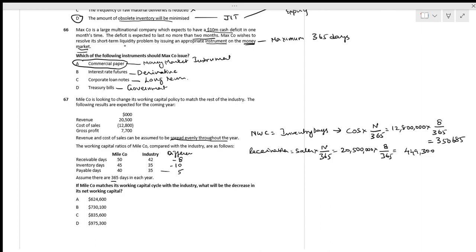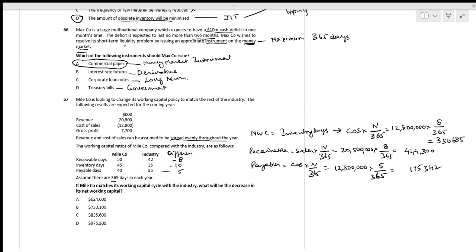That gives 449,300. Payables: it is cost of sales times n divided by 365. Cost of sales is 12,800 times the difference, 5 divided by 365, which gives 175,342.